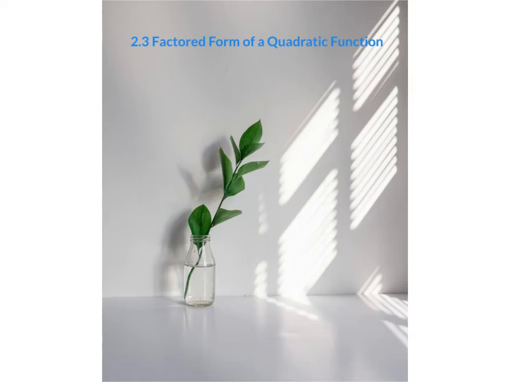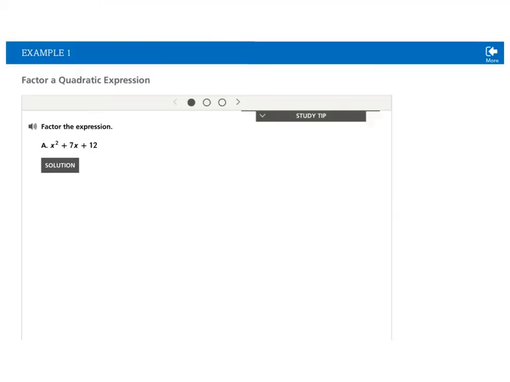In this unit, we're going to study the factored form of a quadratic function. The factored form actually looks like this. I'm just going to write it straight out here: y equals (x minus p) times (x minus q). So there, you've got two factors and a leading coefficient.